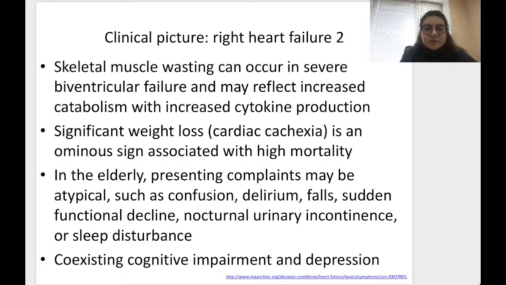In the elderly, presenting complaints may be atypical, such as confusion, delirium, falls, sudden functional decline, nocturnal urinary incontinence, or sleep disturbance, coexisting cognitive impairment, and depression.